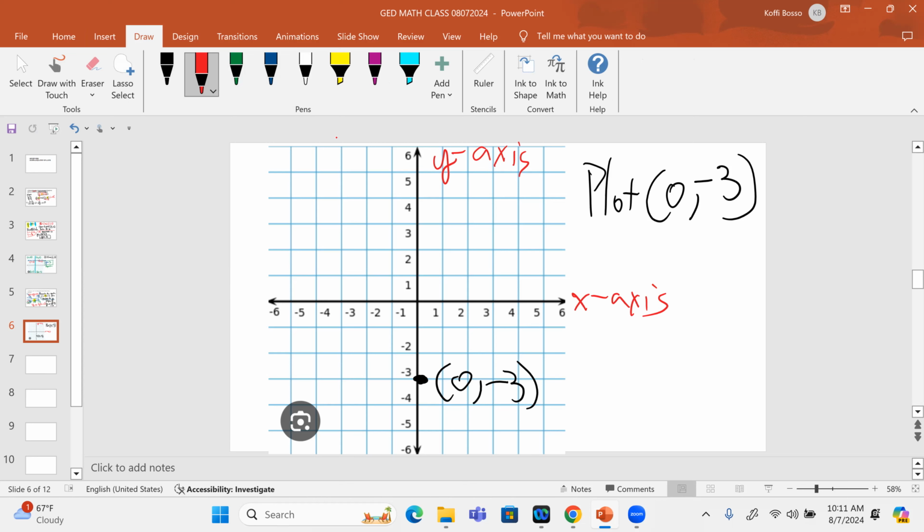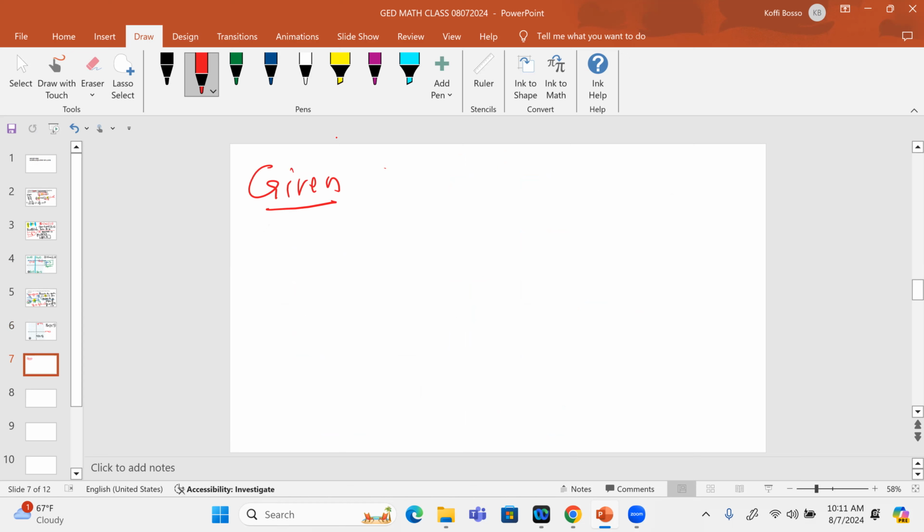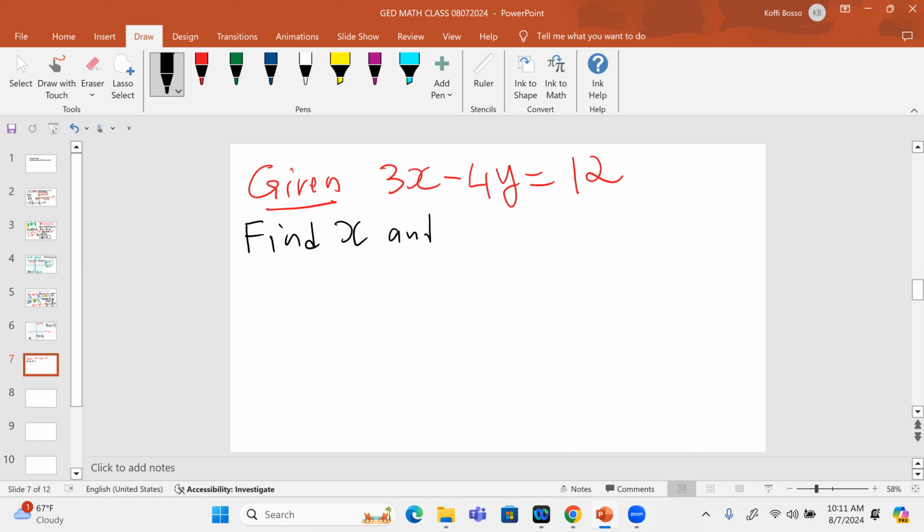So far, so good. So given 3x minus 4y equals 12, that's the same equation we just did. So the question is, find the x and the y-intercept.